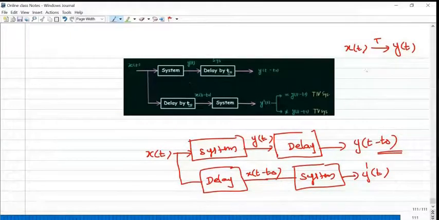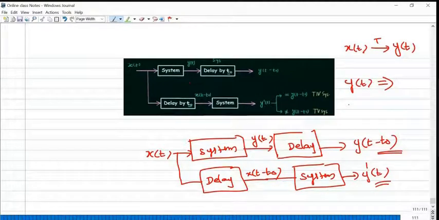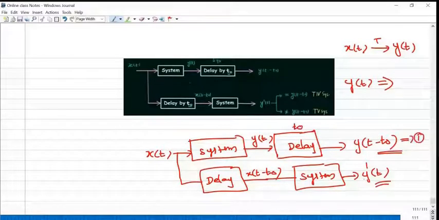To check the time invariant property of the system, we need to obtain two expressions from the given y of t expression. One is, replace all t by t minus t naught. This means the output of the system is delayed by t naught amount of time. That is equation number 1. Second expression, your input only is delayed by t naught. In this expression, wherever x of t is there, those x of t are replaced by x of t minus t naught.